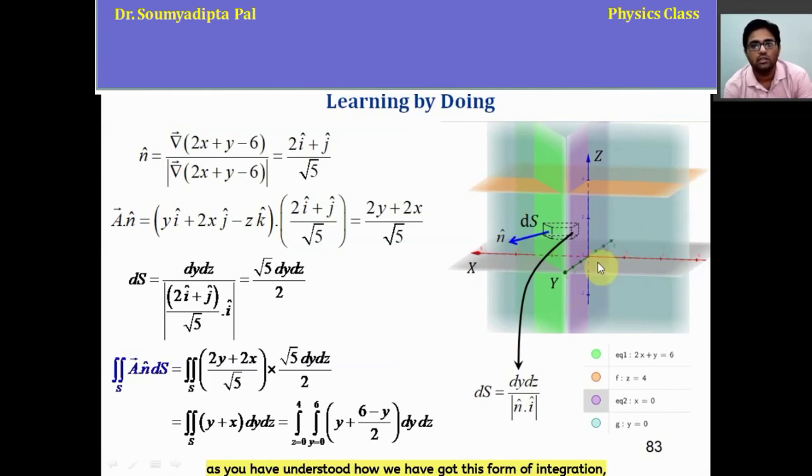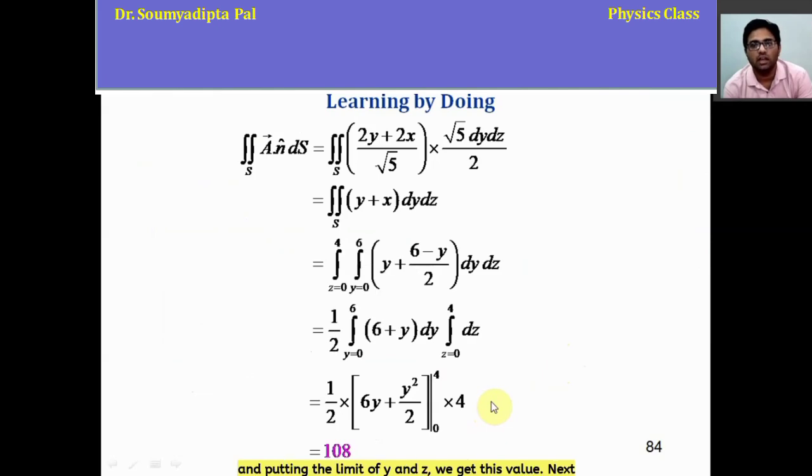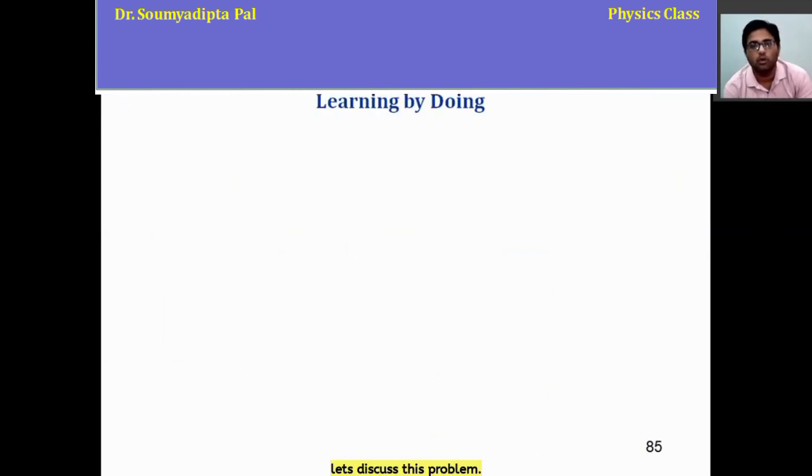Now, as you have understood how we got this form of integration, let's solve it. After doing the integration and putting in the limits of y and z, we get this value. Next, let's discuss this problem.